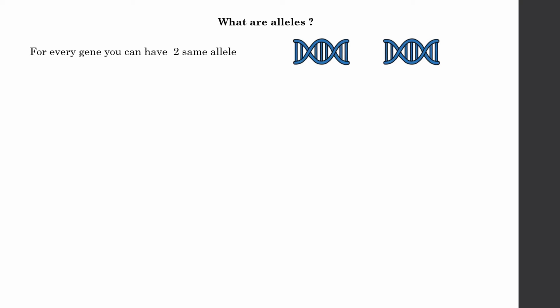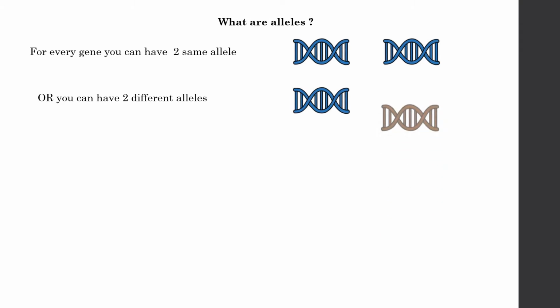So now we'll see what the alleles are. For example, for every gene you have two alleles. Either they may be the same or there may be two different alleles. In this case you can see that both the blue strands are supposed to be the dominant allele, and one blue and one brown strand is there, and there may be a possibility that two same alleles may be present in you and two different alleles may be present in you.